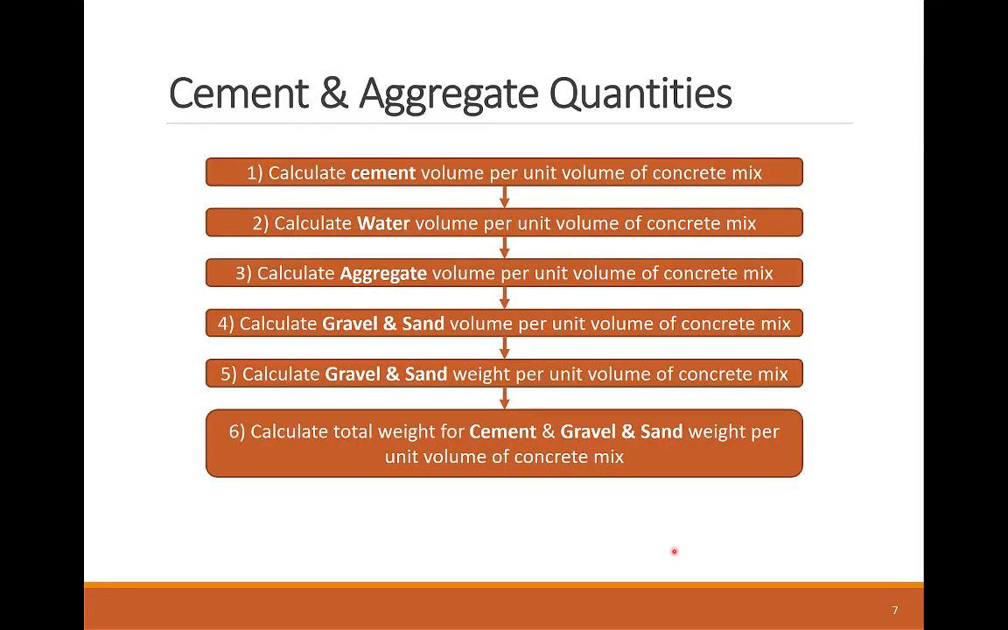The quantity calculations include the shown 6 steps. The goal is to find the weight of the 3 main ingredients, cement, gravel, and sand. This is done by first finding the volume amount of the different ingredients and then using the weight formula from the previous slide. Please look for the exercise video to see an example of these calculations.